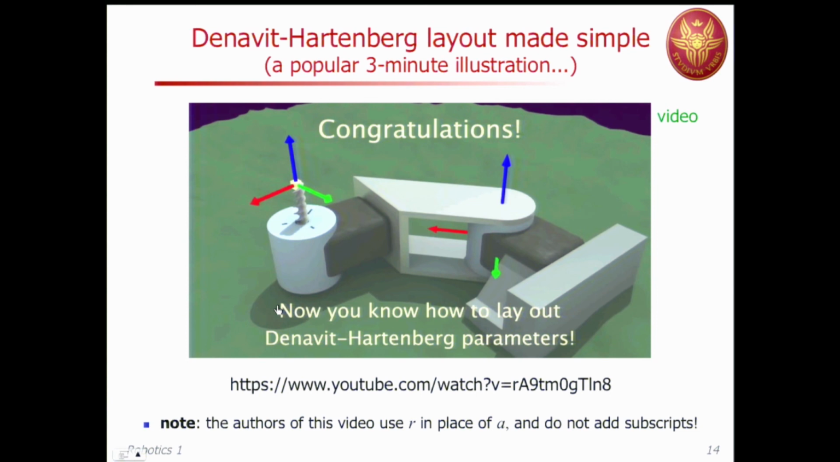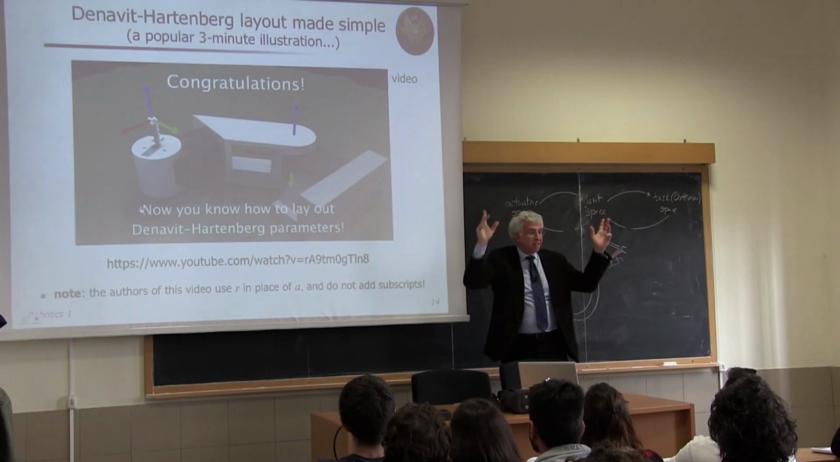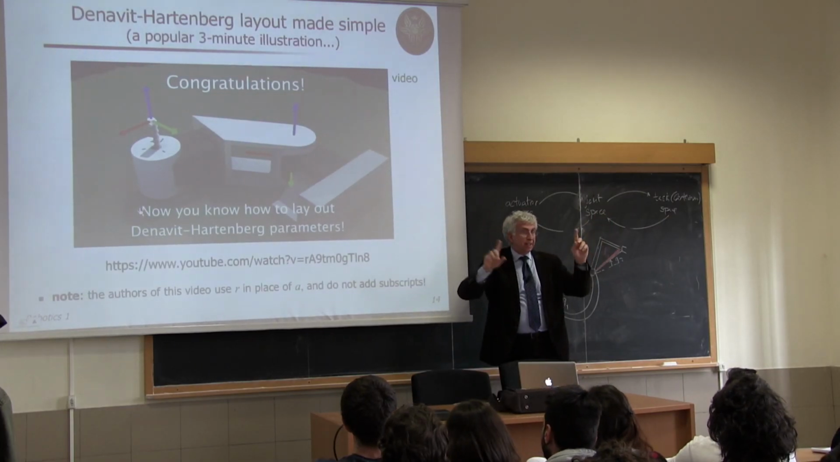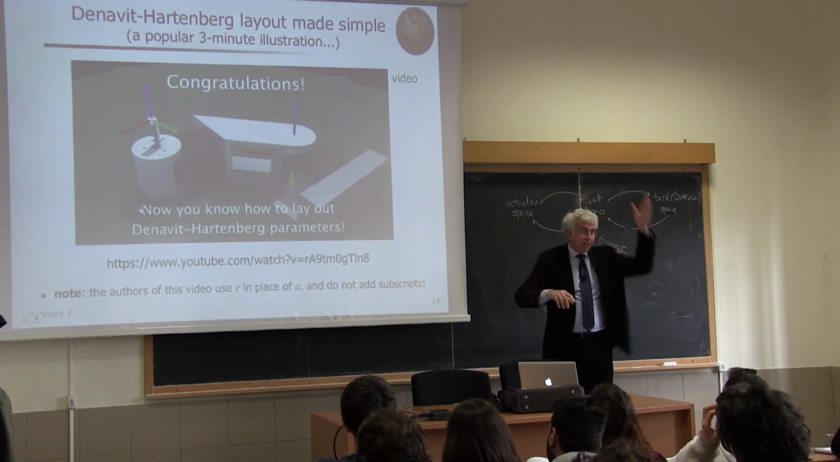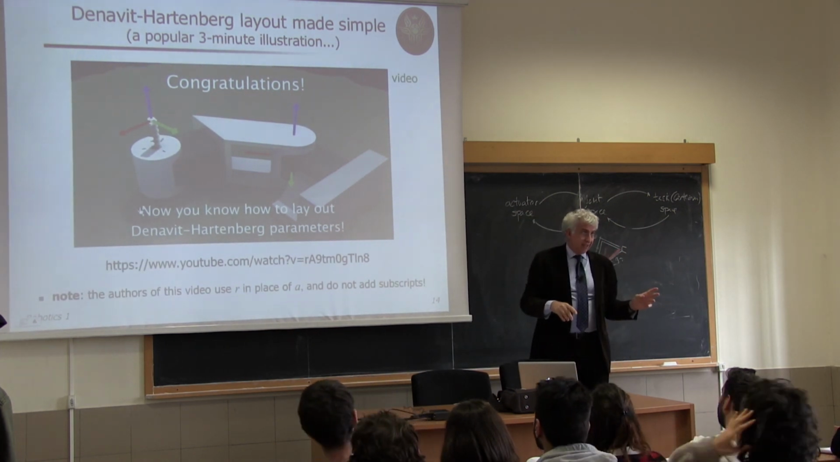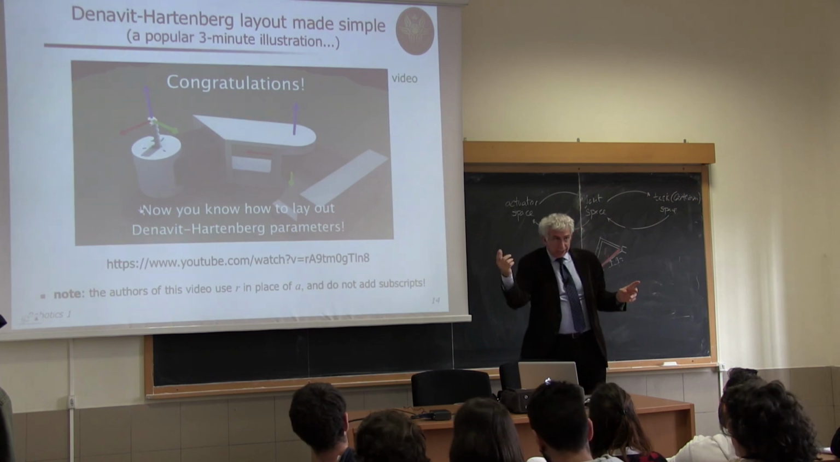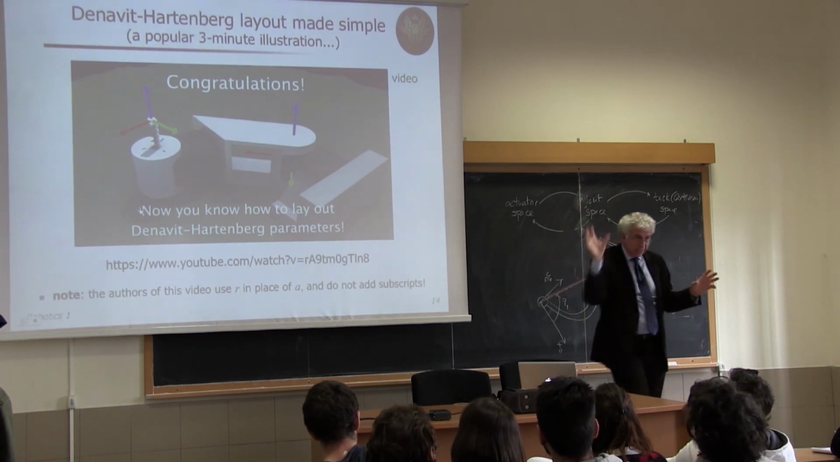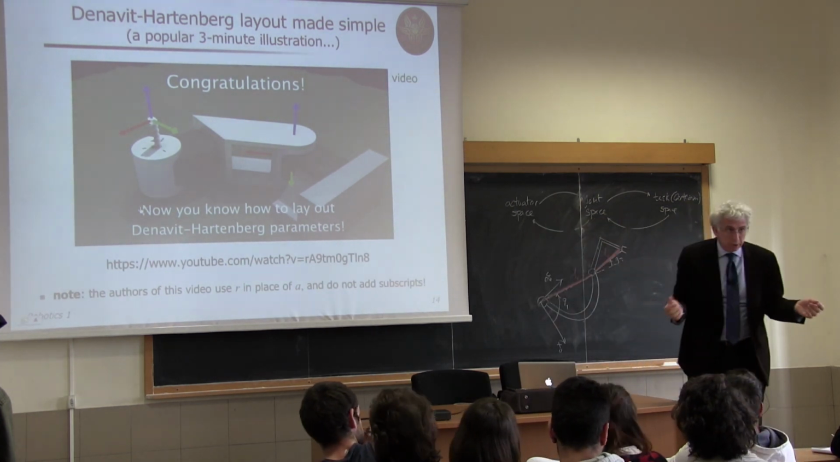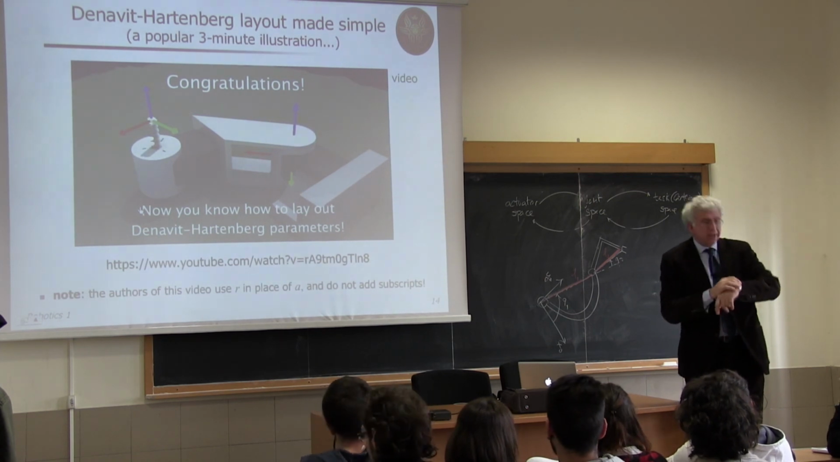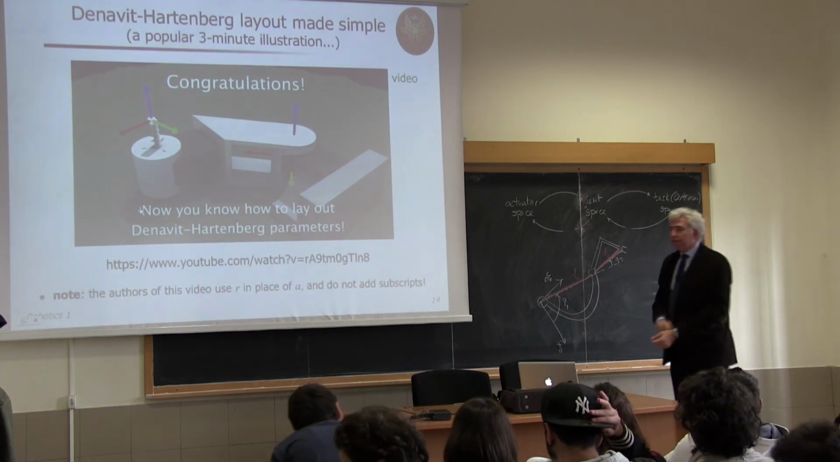do not use subscripts. Pay attention, this makes a lot of difference. They have defined two frames without indices. So don't miss the fact that zi minus 1 is along joint axis i, and zi is along joint axis i plus 1, and frame i is attached to link i, and so on and so on. Okay? Let's make a break of about 15 minutes.